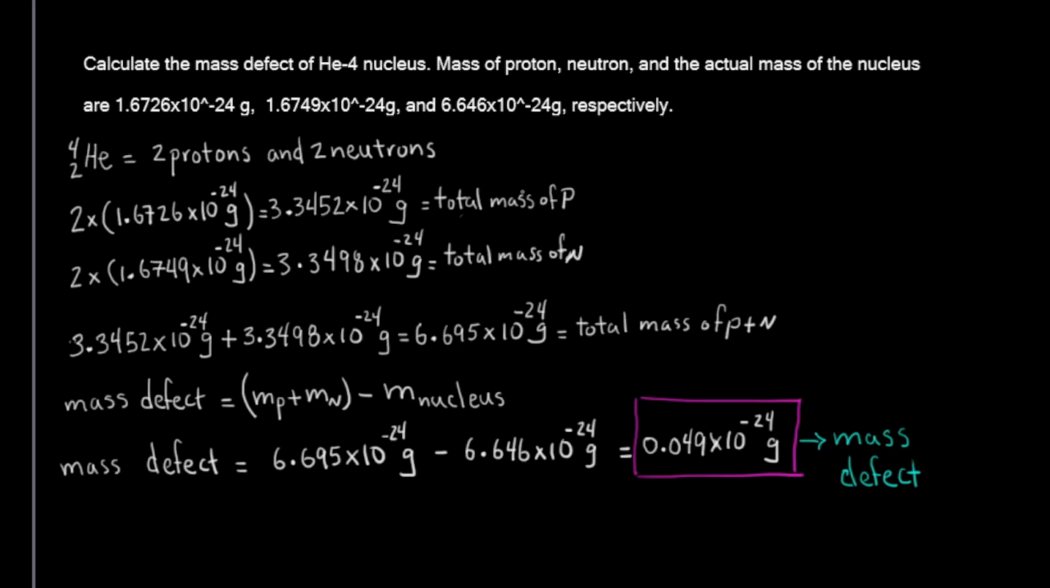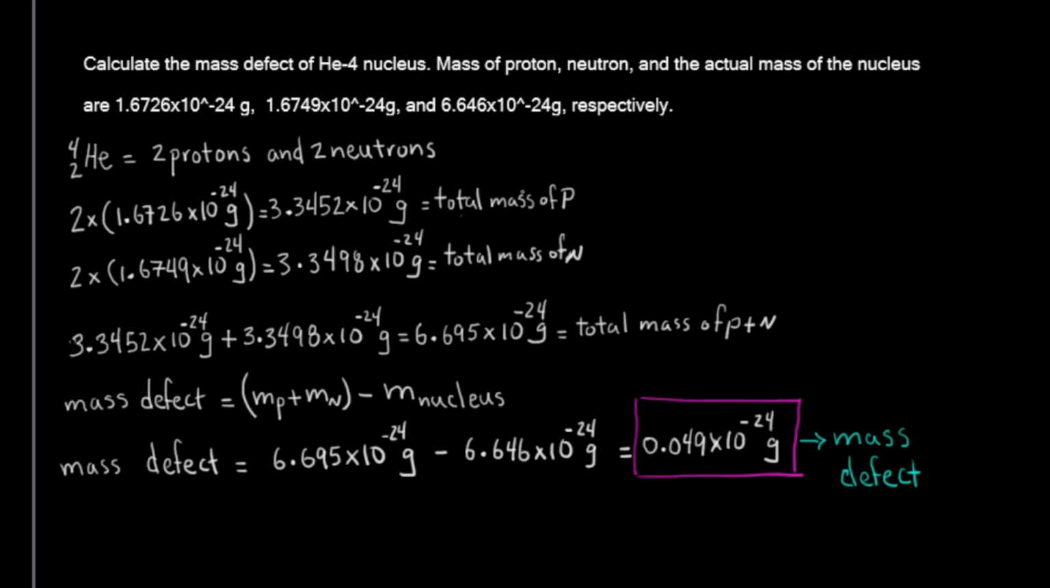That equals a value of 3.3452 times 10 to the minus 24 grams. This value equals the total mass of free protons. Then we need to multiply the mass of neutrons by 2 because there are 2 neutrons inside the helium-4 nucleus. So we have to multiply 2 times 1.6749 times 10 to the minus 24 grams. And we get a value of 3.3498 times 10 to the minus 24. This is the total mass of free neutrons.